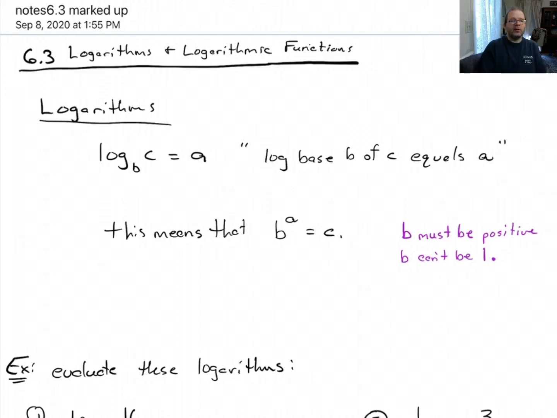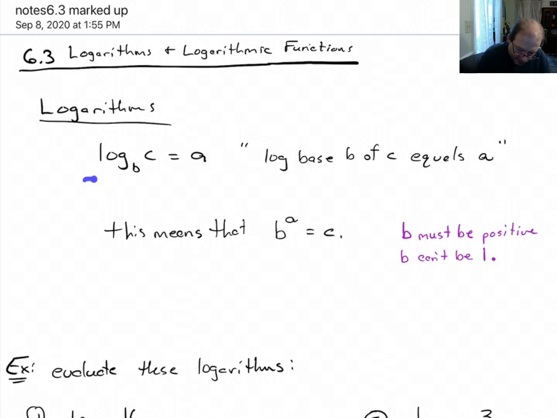Hey guys, we're about to look at section 6.3, which is on logarithms and logarithmic functions. So we're going to start at the beginning with the definition of logarithms. Logarithms are really just another way that let us express the same thing that exponentials let us express.